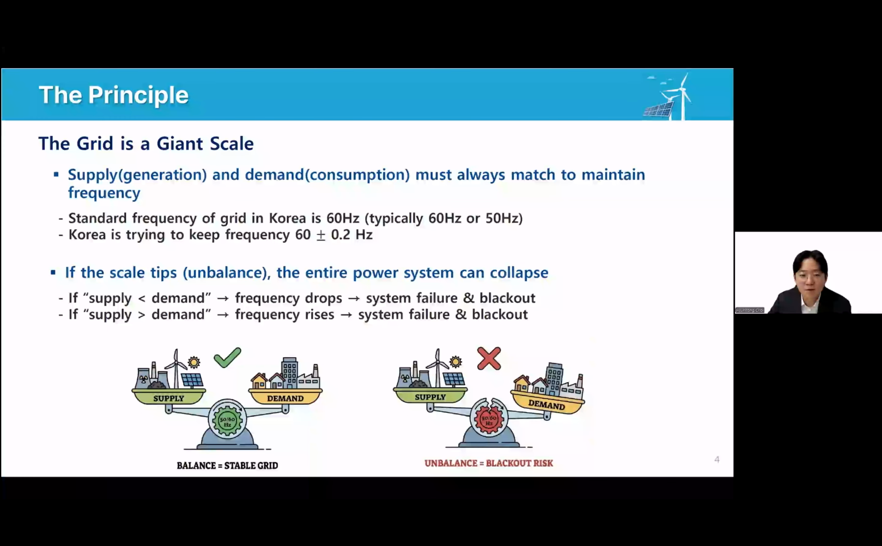So think of a power grid as a giant scale. Supply and demand must always match to maintain a stable frequency. In Korea, we maintain a standard frequency of 60 Hz, allowing for a tiny margin of only 0.2 Hz. If the scale tips, if demand exceeds supply or vice versa, the frequency fluctuates, and if not corrected immediately, the entire power system can collapse, leading to a blackout.